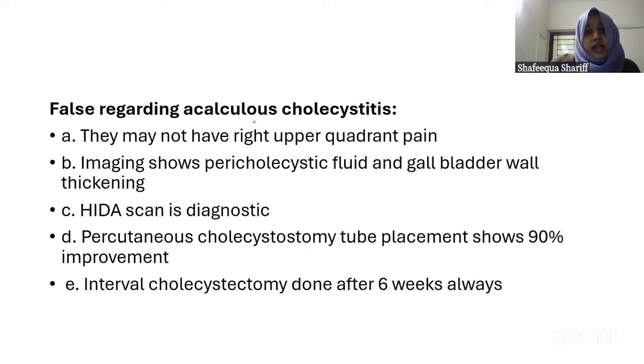So false regarding acalculous cholecystitis. They may not have right upper quadrant pain. Imaging shows pericholecystic fluid and gallbladder wall thickening. HIDA scan is diagnostic, and the percutaneous cholecystectomy tube replacement shows 90% improvement. Interval cholecystectomy done after 6 weeks always.